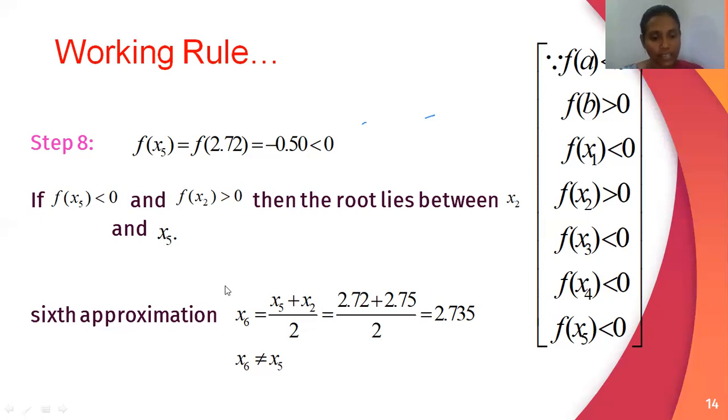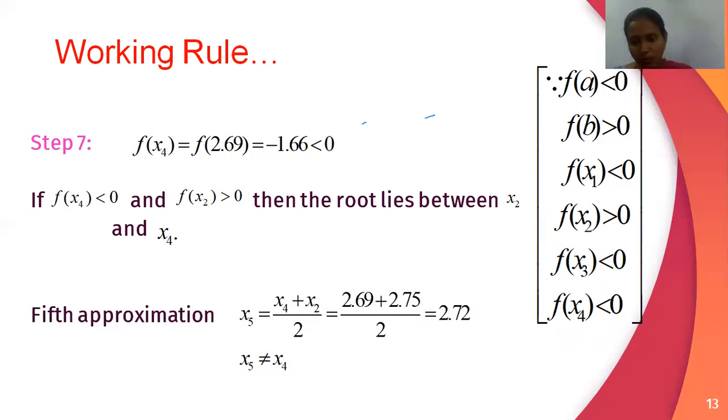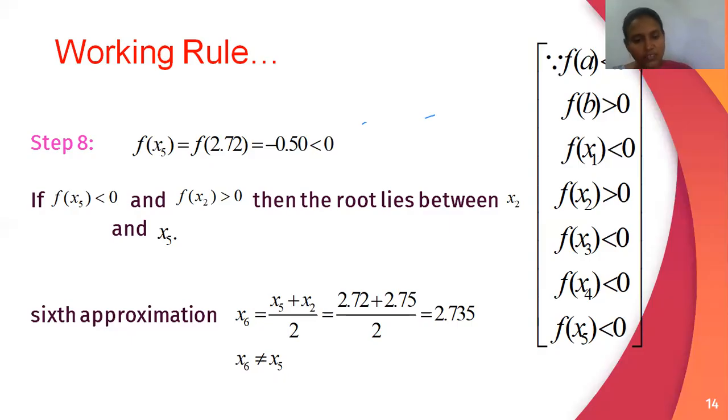So let us take the average of x2 and x5. We got here the sixth approximation is 2.735. But the fifth approximation is 2.72. Both are different, so this is not a root.